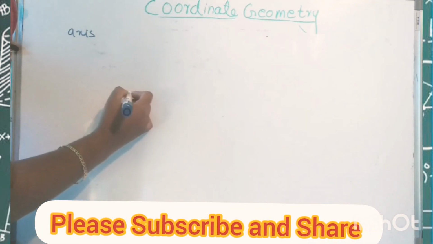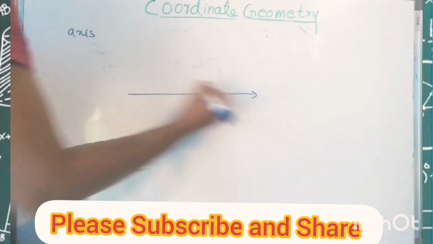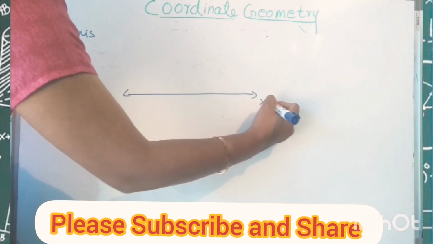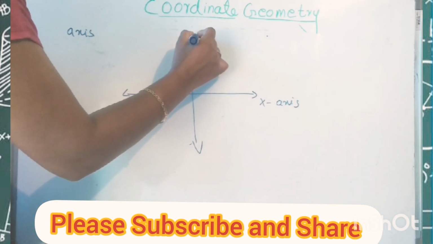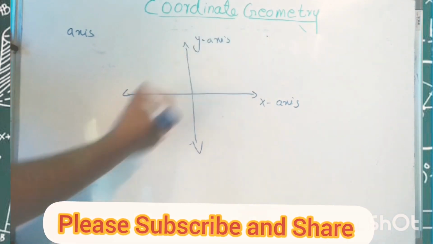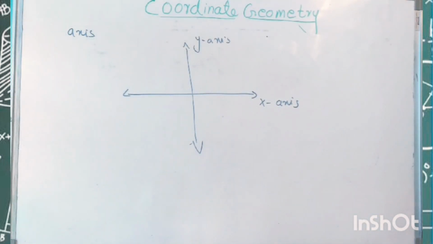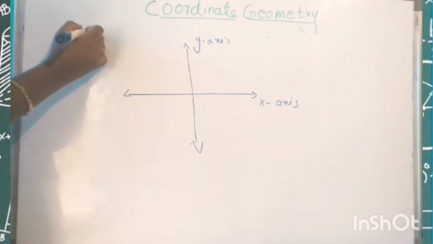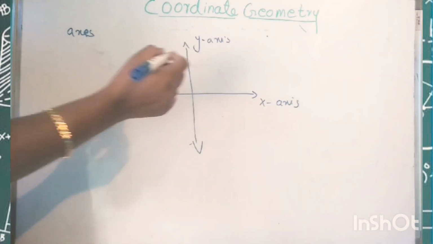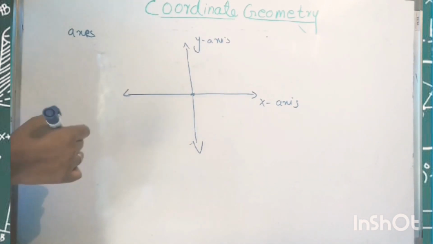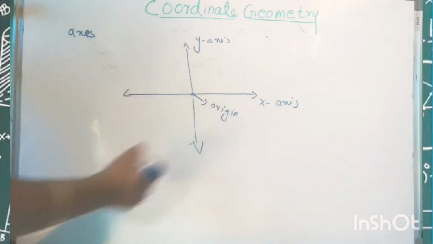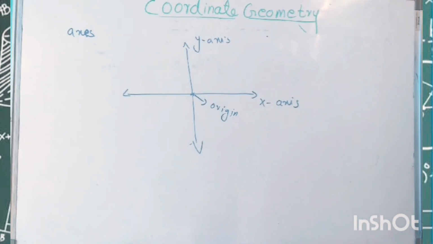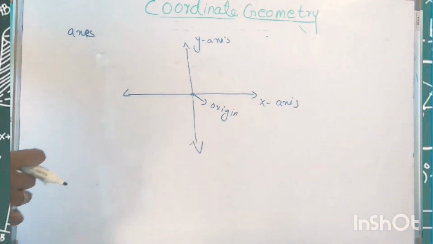The horizontal axis is called x-axis. The vertical axis is called y-axis. The point of intersection of the x-axis and y-axis is called origin. And the x-axis and y-axis together are called coordinate axes.